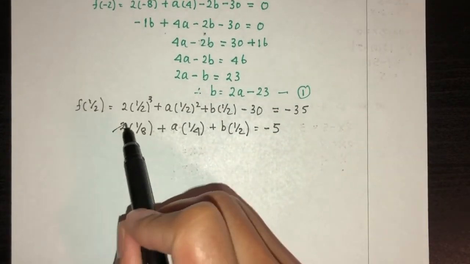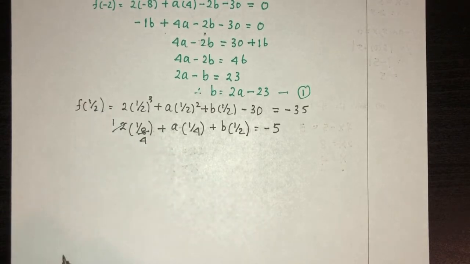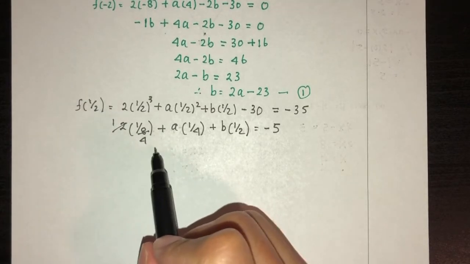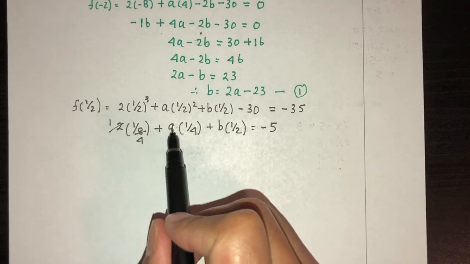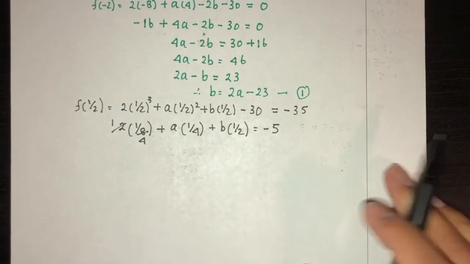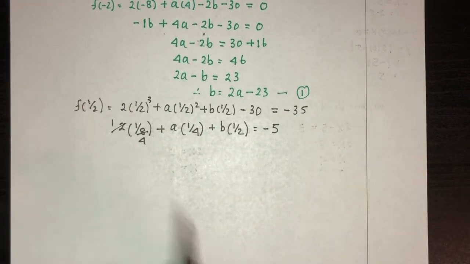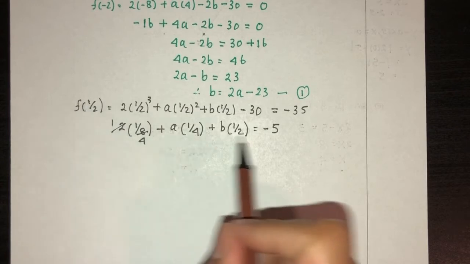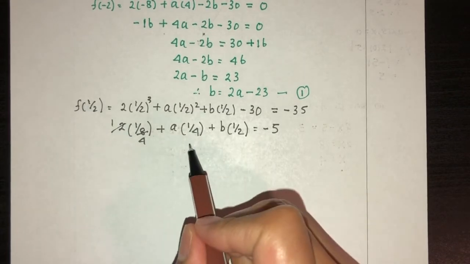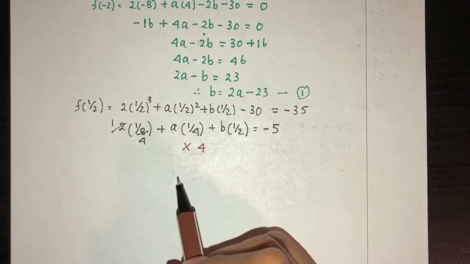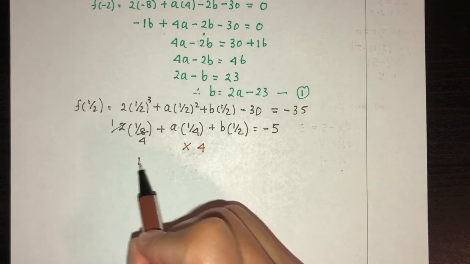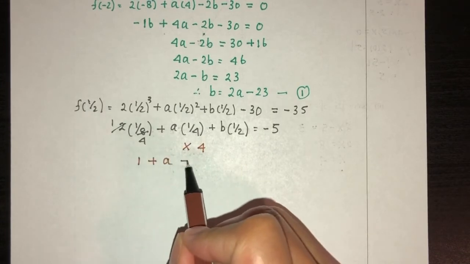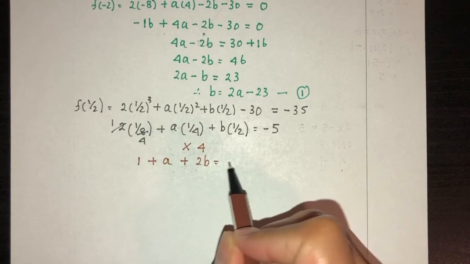Now simplify. That will be 1 over 4. So we have 1 over 4 plus a over 4 plus b over 2. One thing we can do here, if you want to get rid of the fraction bottom part, is multiply everywhere by 4. So you will have 1 plus a plus 2b equal to minus 20.